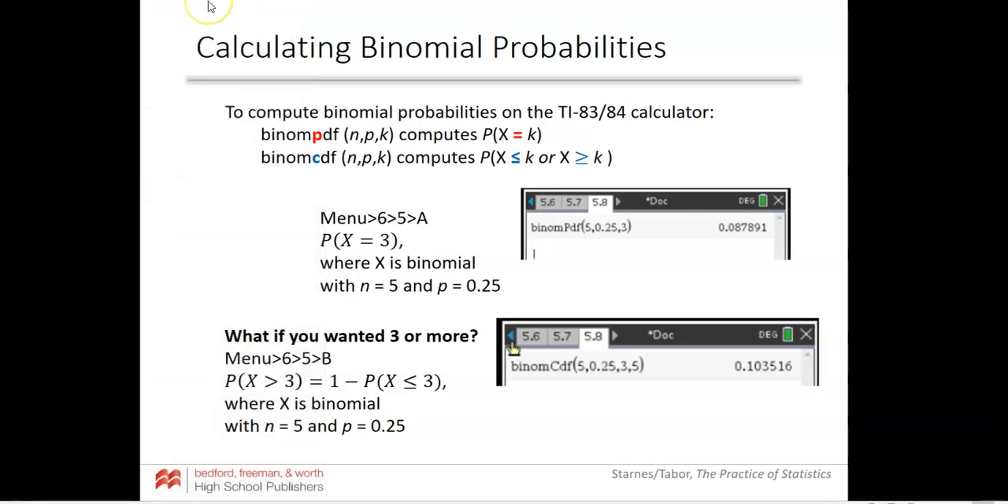So you can calculate when it's a range of values, always use CDF. When it's just one value, use binomial PDF. So that's the difference between those. You can see it's written up here. So when X equals K, it's PDF. It's in red there. And in blue, when it's CDF, that's just when you have a range of values. So less than or equal to a number or greater than or equal to a number, that kind of thing.